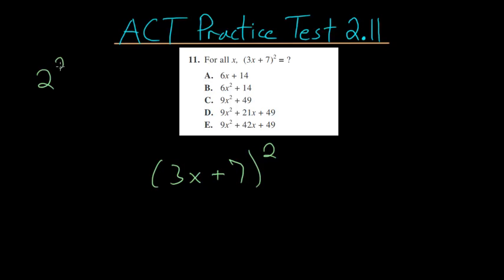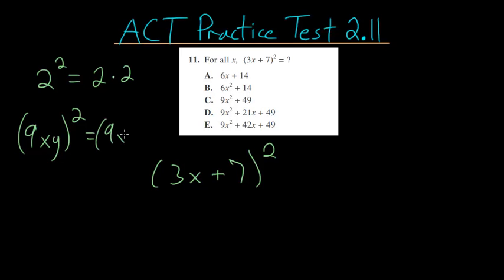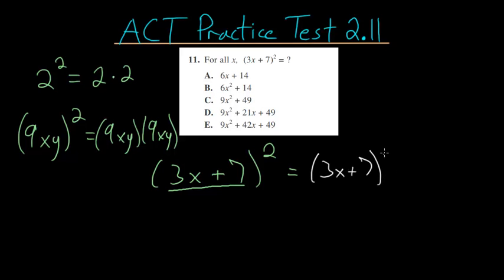If you have the number 2 and you square it, this just means 2 multiplied by itself twice, or 2 times 2. And let's say you have the number 9xy and you square it, then this would just be this expression, 9xy, multiplied by itself twice. So you'd get 9xy times 9xy. And applying the same principle to our problem, we're multiplying this entire expression by itself twice. So we can rewrite this as 3x plus 7 times 3x plus 7.